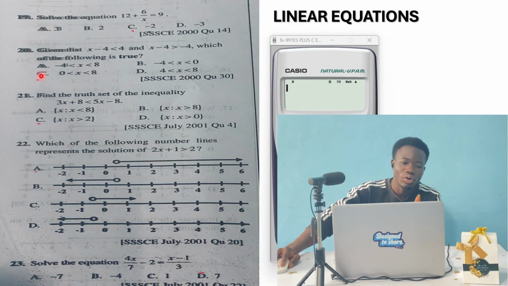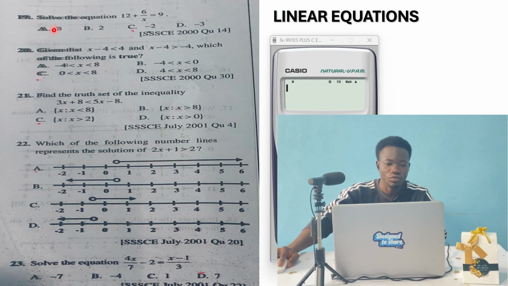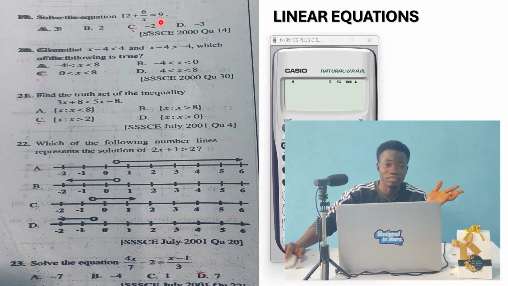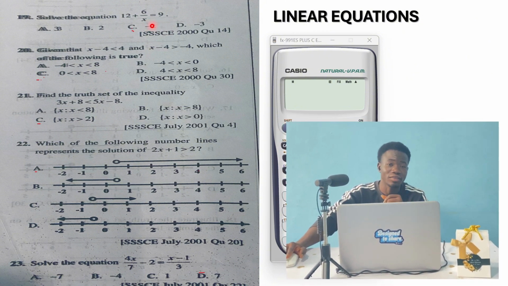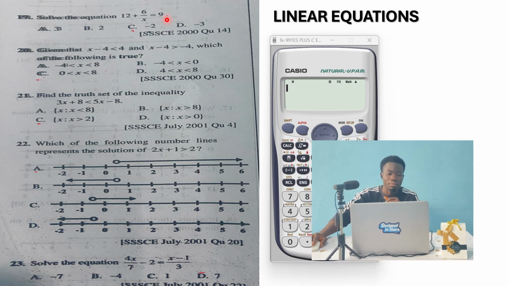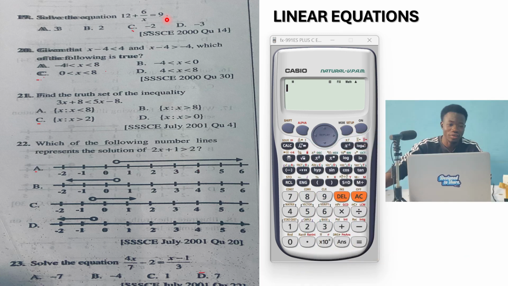So I have sample past questions here from 2000, 2001, and so on. I have already solved some questions in my previous video on this same topic, but for now let's get into it. Question 19 says: solve the equation 12 plus 6 over x is equal to 9. This one you don't have to sit down to work on because it's an OBJ question. All you have to do is to keep it inside your calculator.